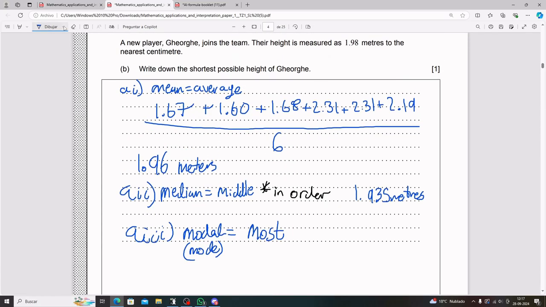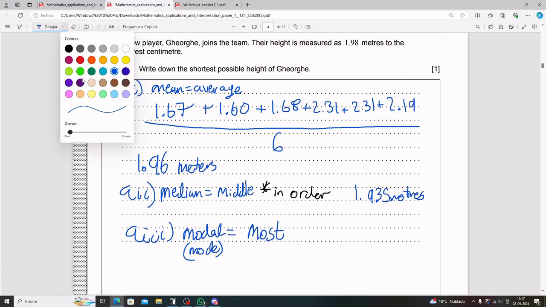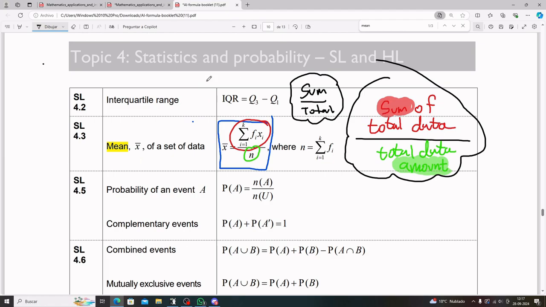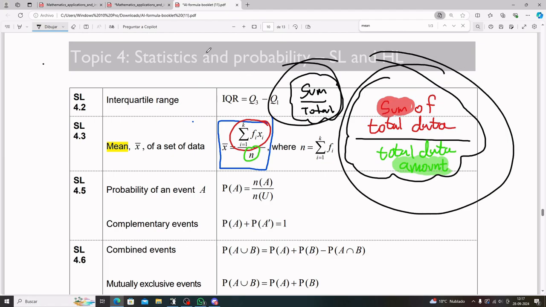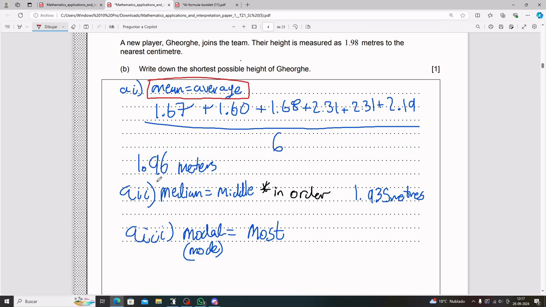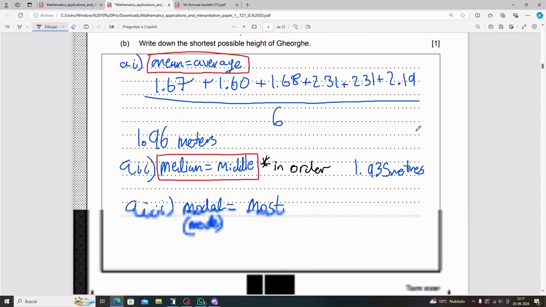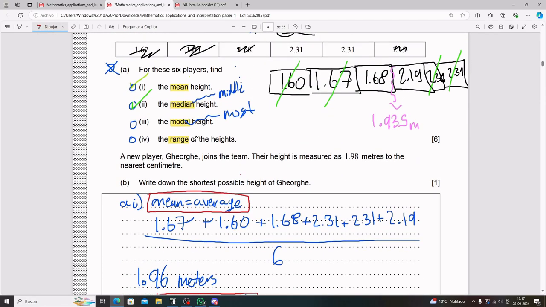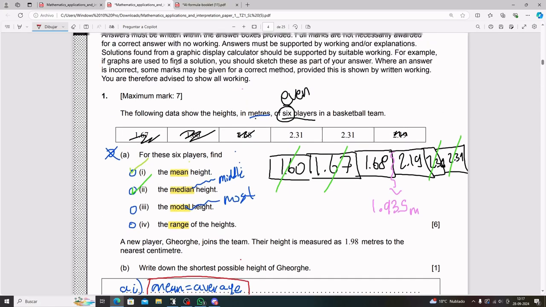So notice, in all these different scenarios, I am associating a more intuitive definition, see? So mean, we will associate it to average, which in consequence makes you associate it to either this or this. Median, we will associate it to middle, okay? And then you remember the visual aspect of solving it. And the modal or the mode, you will associate it to the word most. And so the modal height in this case is the height, quite literally, that shows up the most.